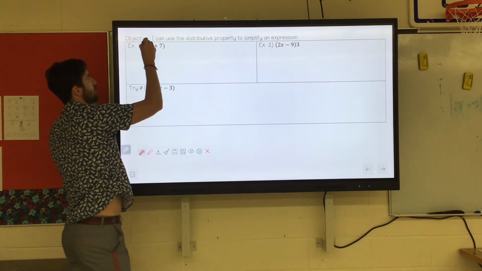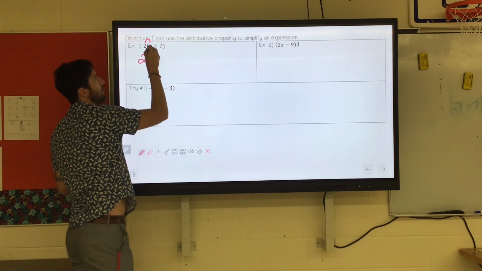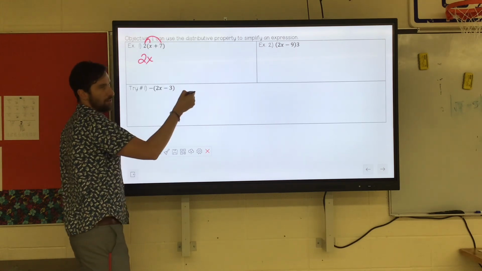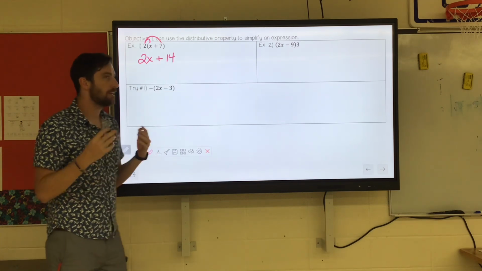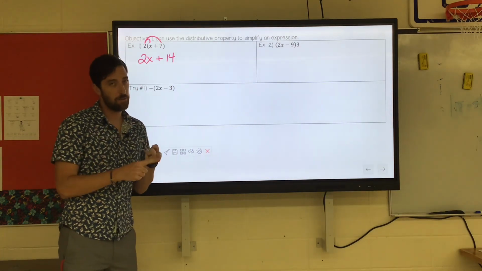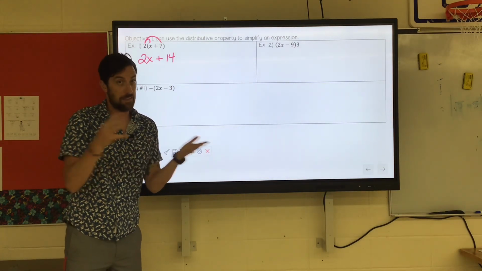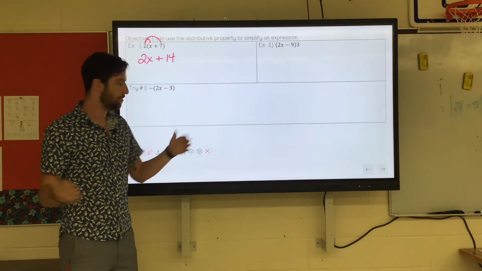So 2 times x is just 2x. And then 2 times positive 7 is positive 14. So we have 2x plus 14. Check if you have any like terms that you can combine. And no, they would have to both be x's or both not have any x's, right? So these are unlike terms. We just leave it then.